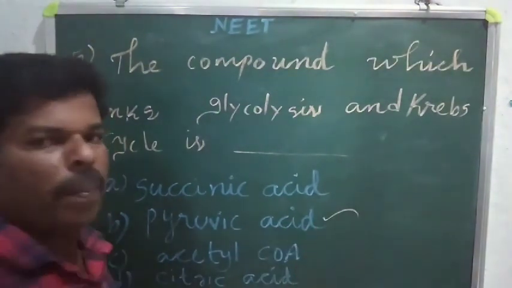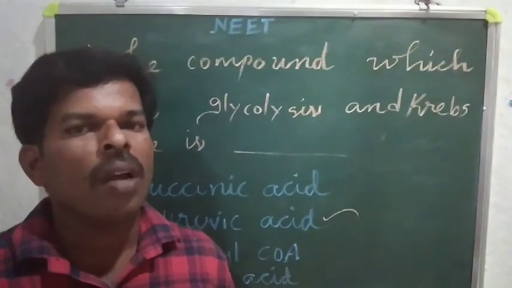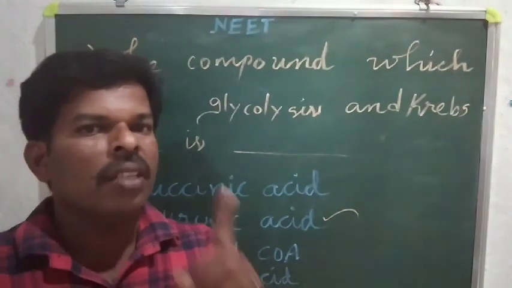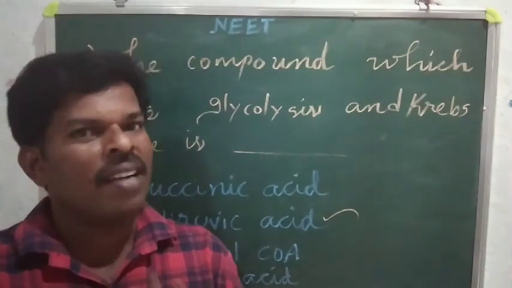Answer is B. You know very well, one molecule of glucose is converted into two molecules of pyruvic acid. It occurs in the cytoplasm. Otherwise it is called the EMP pathway, glycolysis.